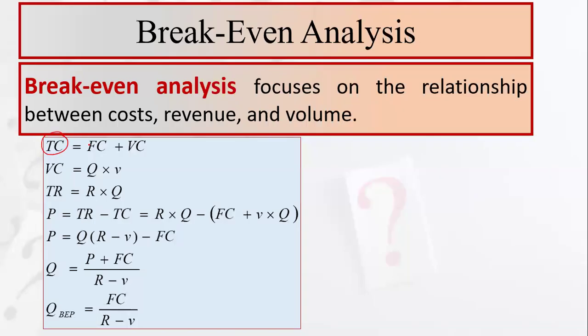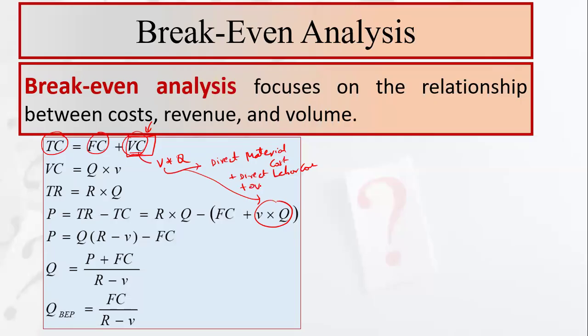So total cost equals fixed cost plus the total variable cost. This is the total variable cost. I put in VC earlier as a single variable cost; he wrote down total variable cost. Total variable cost equals variable cost multiplied by Q. So what is variable cost? Direct material cost, plus direct labor cost, plus overhead cost.